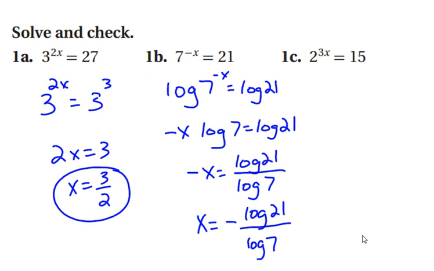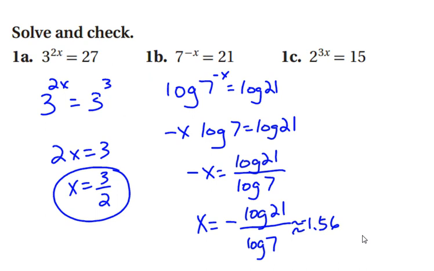So if we just punch that into the calculator real quick, we get the log of 21 divided by the log of 7 is approximately 1.56. That's approximately 1.56, and that would have to be negative because of the negative outside. So that's all there is to that one.